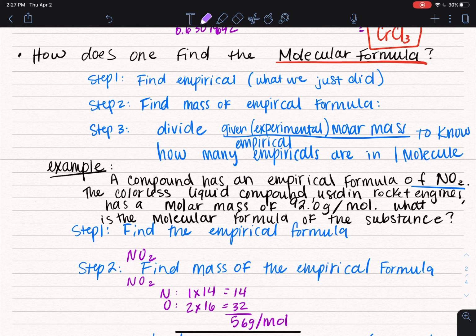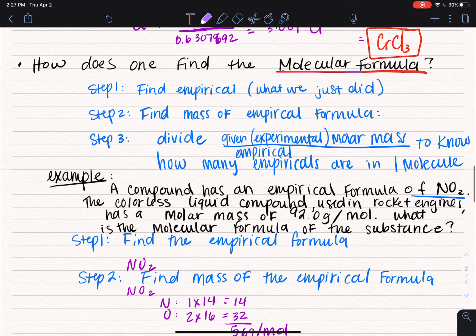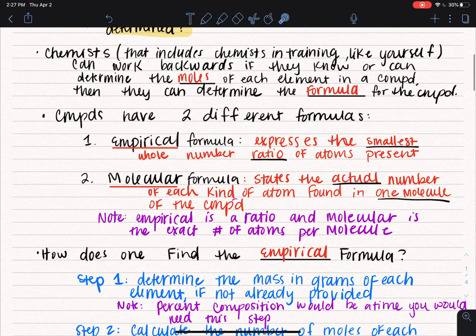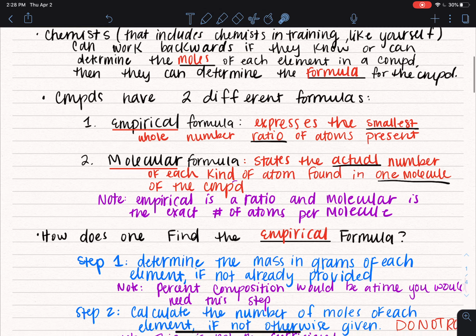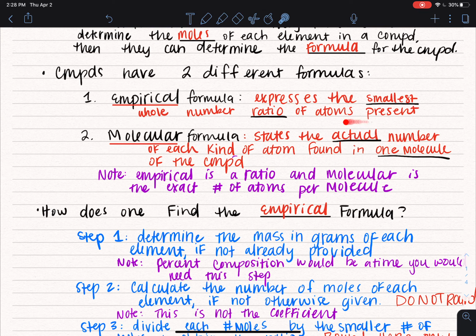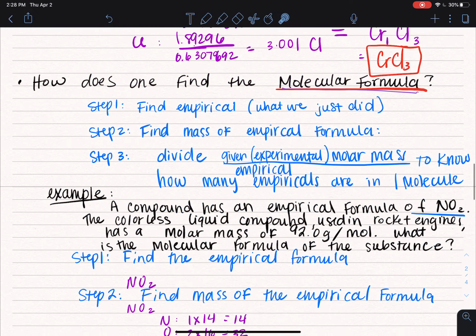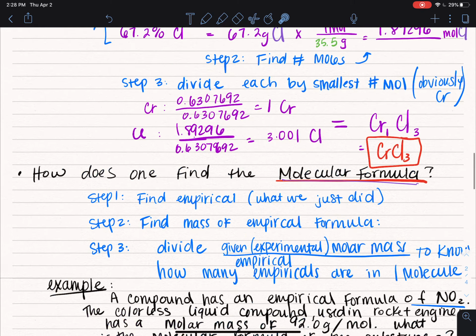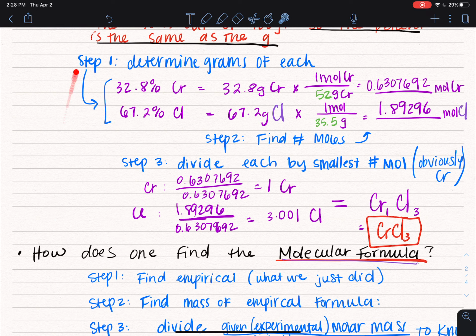So let's now talk about what if we want to do a molecular formula. Let's go back up here and compare molecular and empirical. Empirical formula is just a ratio, the smallest whole number ratio of the atoms. And the molecular formula is the actual number, okay? So we're kind of going to use the empirical formula to find the molecular, but that's the difference between the two. So when you're finding molecular, step one is to do everything that we just did, all of this, okay?